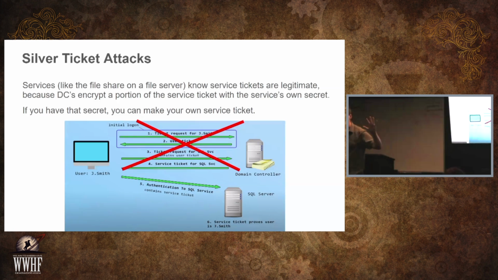Because the domain controller has everyone's secrets. The file server doesn't have to talk to the domain controller to validate that ticket. It validates it using its own secret. Well, if you've previously compromised that server, or maybe you tricked it into authenticating to you via NTLMv1, foreshadowing to my actual talk, then you can just be anyone you want to be to that one destination service.